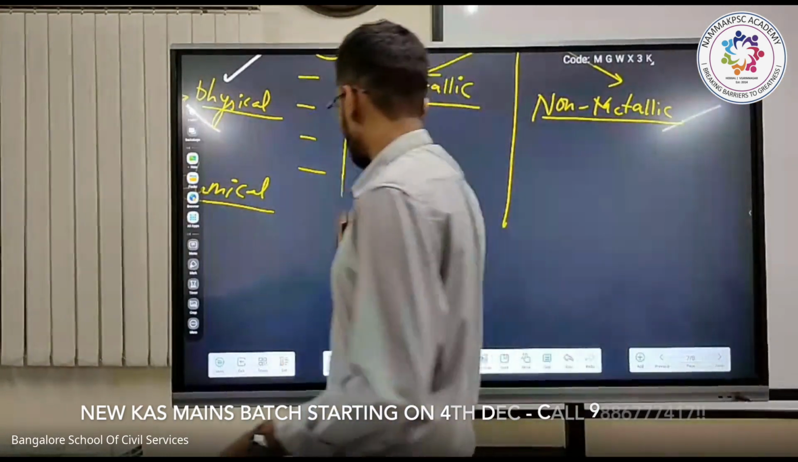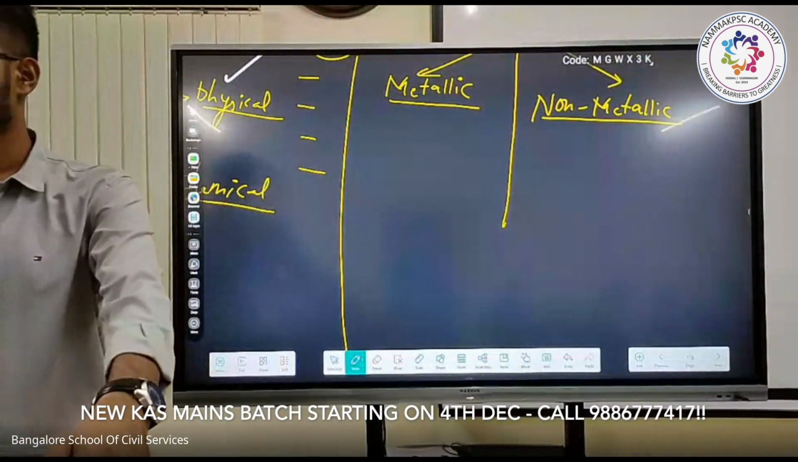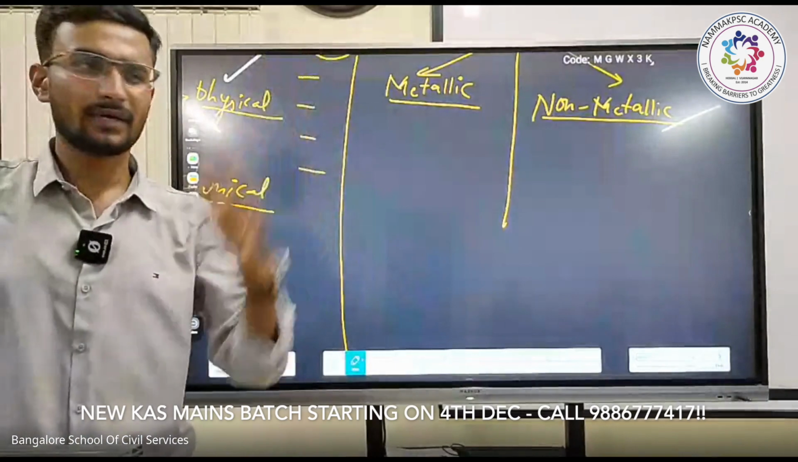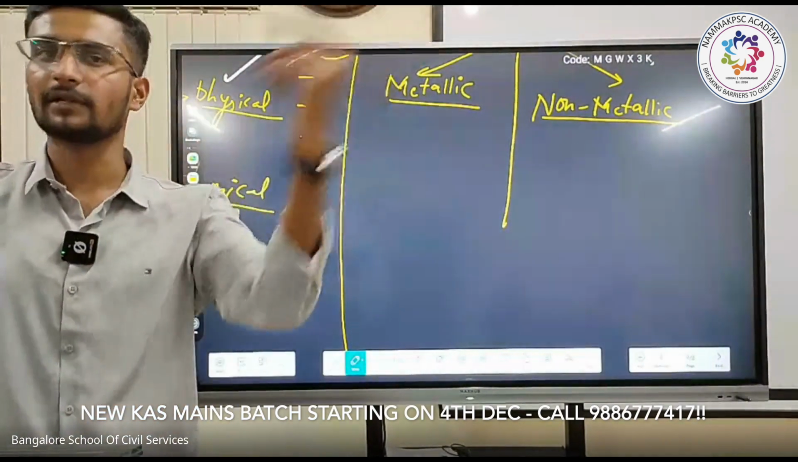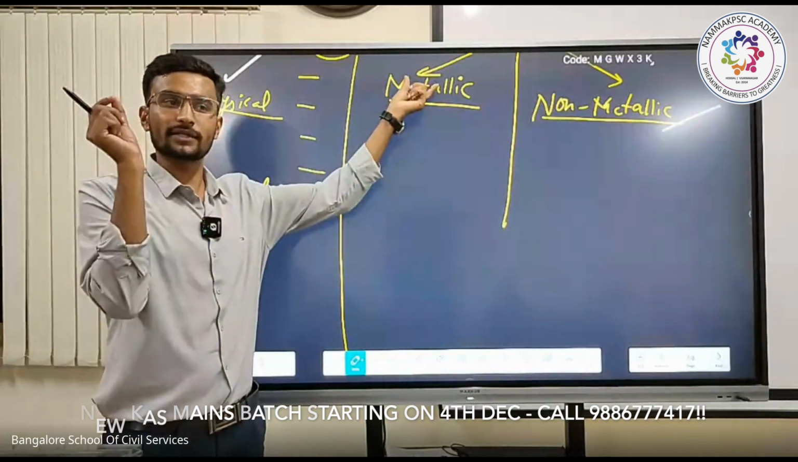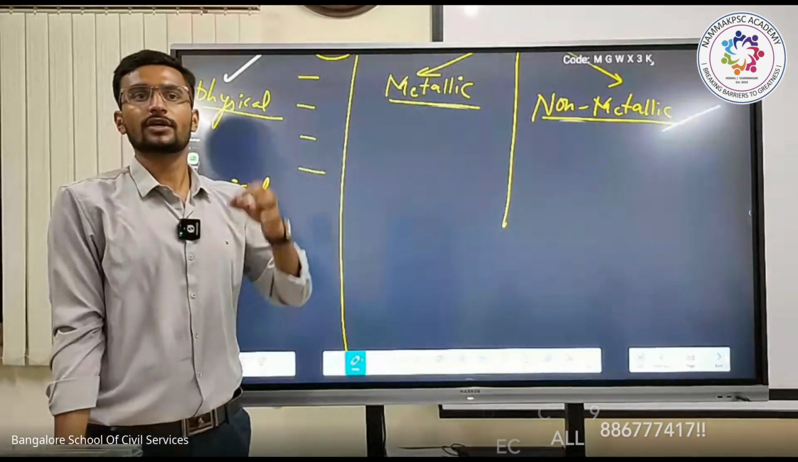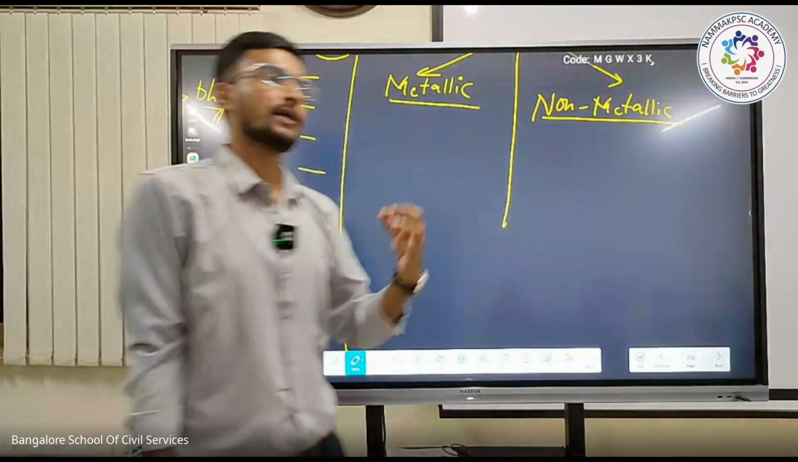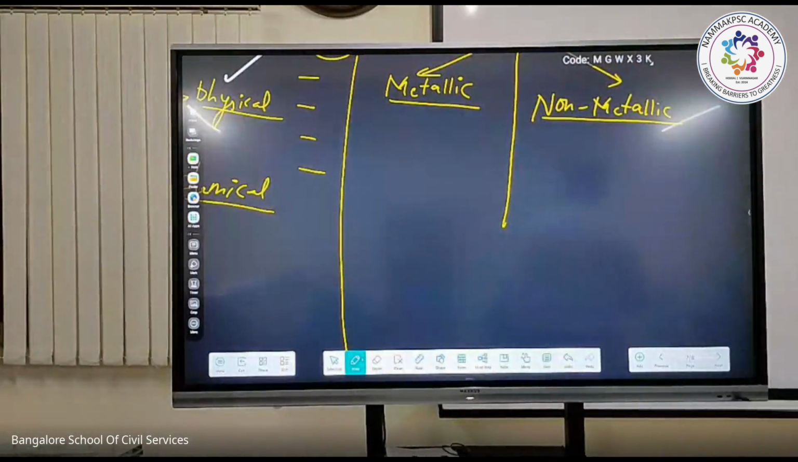Metallic is nothing but that which contains metals in its composition. Non-metallic is the opposite. This is an easy one.